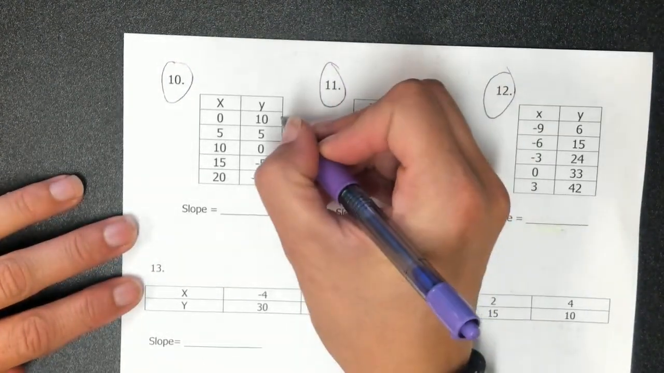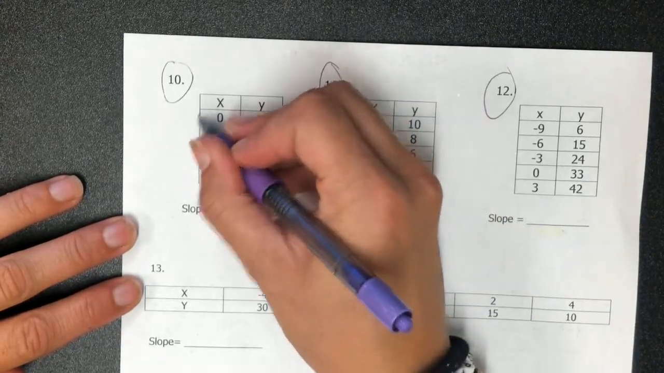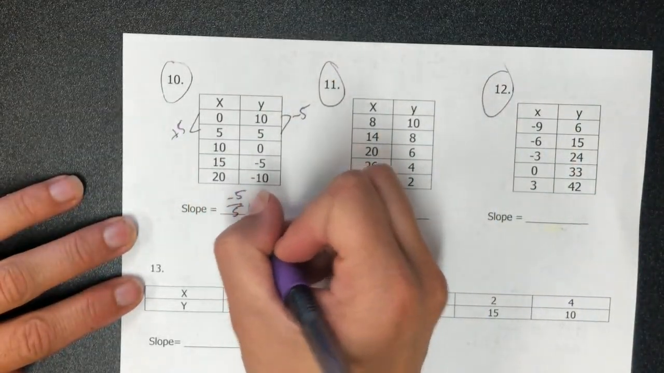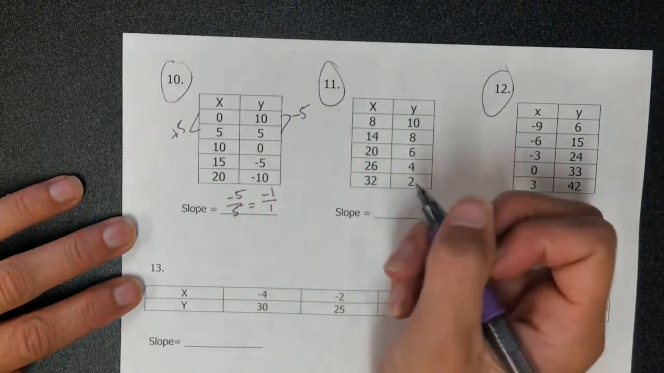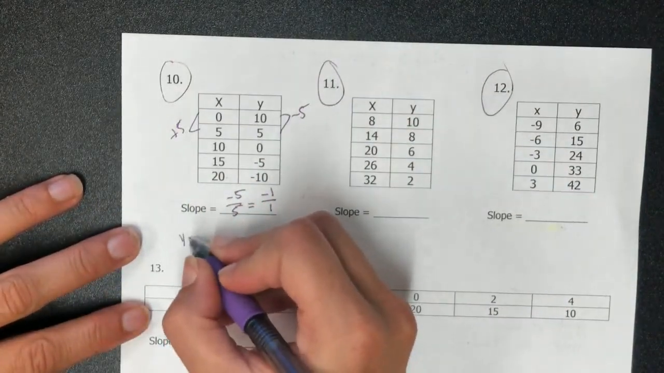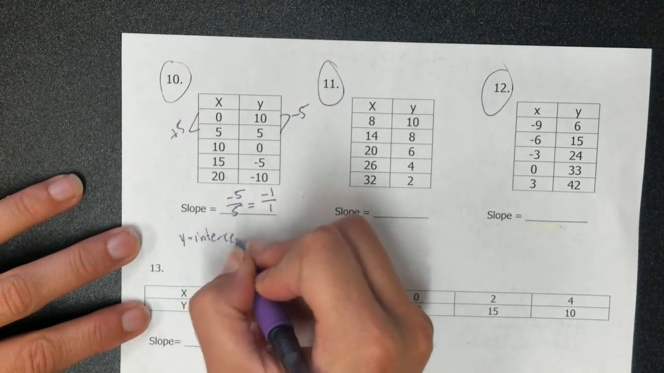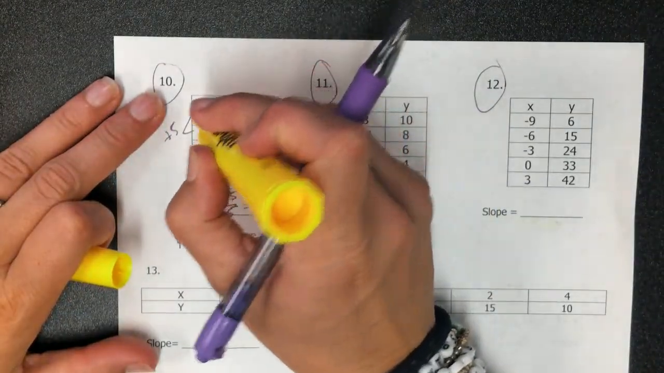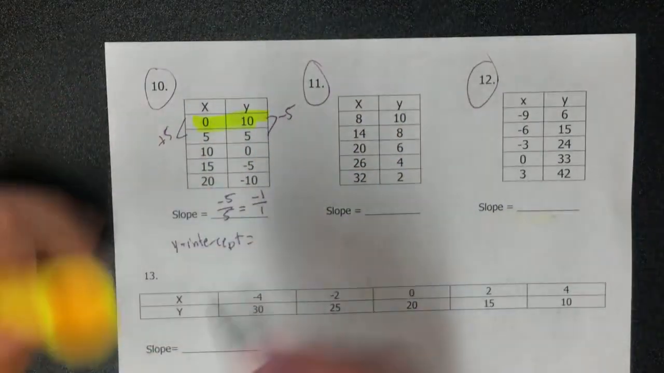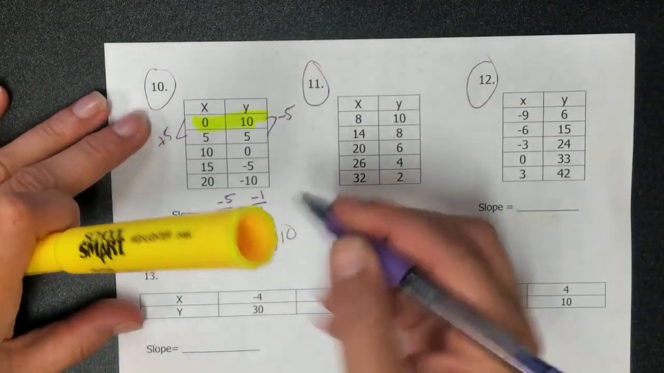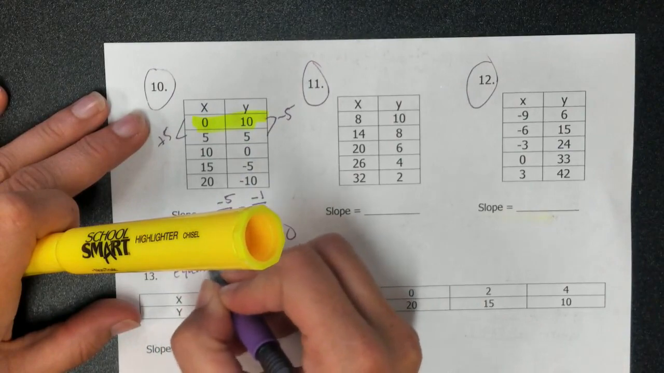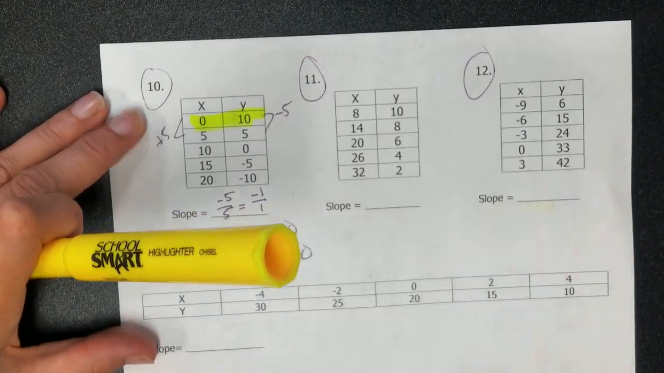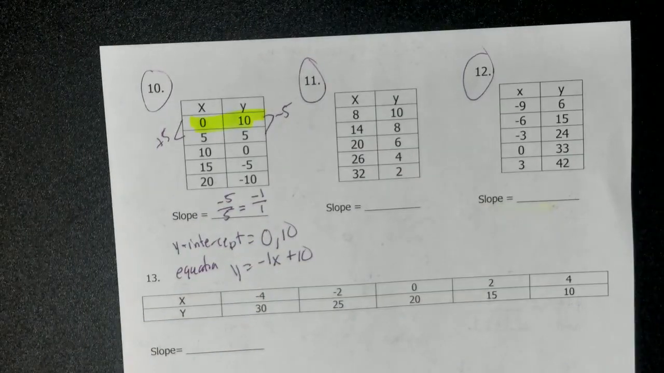All right, for number 10, you should have had your slope is negative 5 over positive 5, which is actually negative 1 over 1. And your y-intercept, this one gave it to me, across from 0 is 10. So my y-intercept is 0, 10. So my equation is y equals negative 1x plus 10. That's what you had for that one.